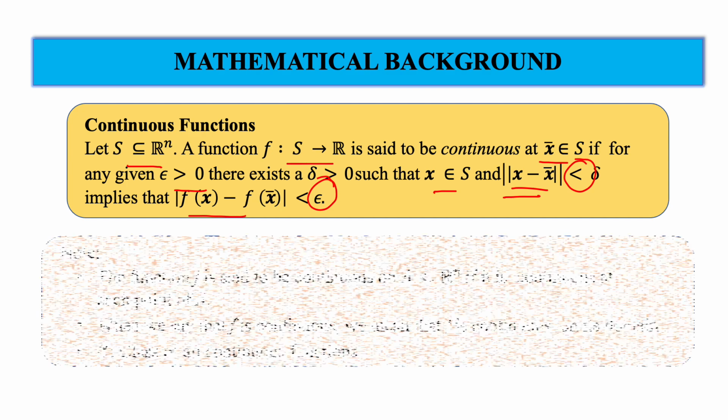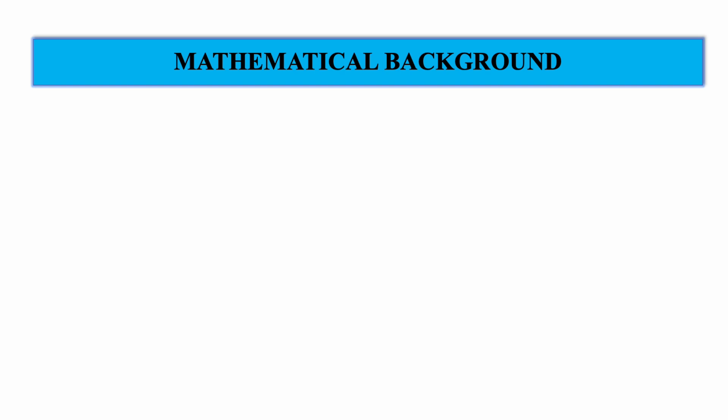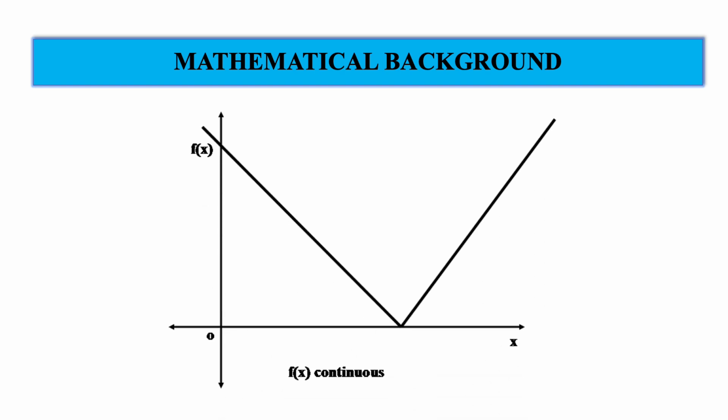Now we say that function f is said to be continuous on A if it is continuous at each point of A. When we say that f is continuous, we mean that it is continuous on the entire domain. And let C denote the class of all continuous functions.